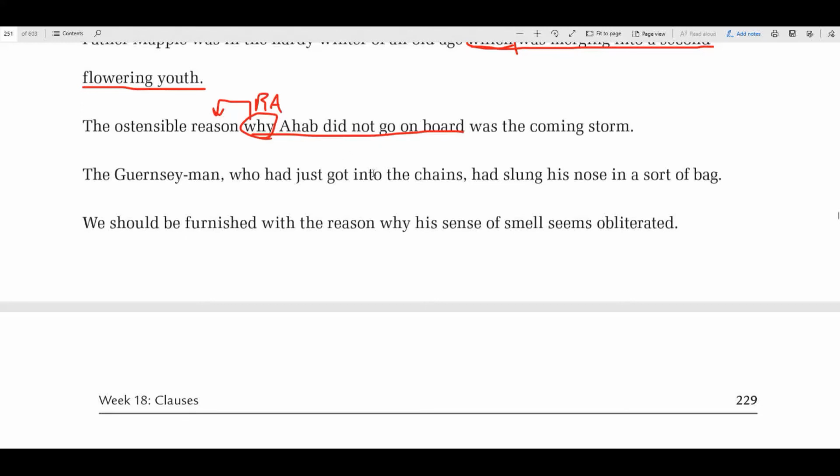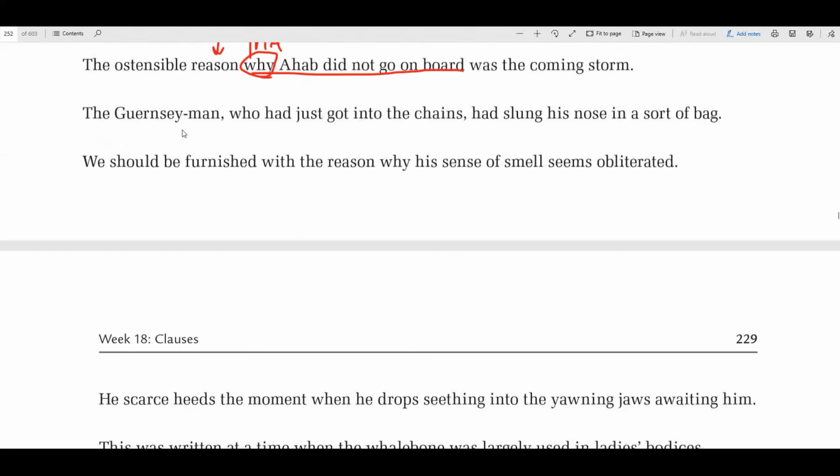Okay. The Guernsey man, who had just got into the chains, had slung his nose in a sort of bag. This one's easy. It's always easy when they set it off there with commas. We'll learn something about those pretty soon. It's a little bit different. This is a relative pronoun. It's talking about the Guernsey man.